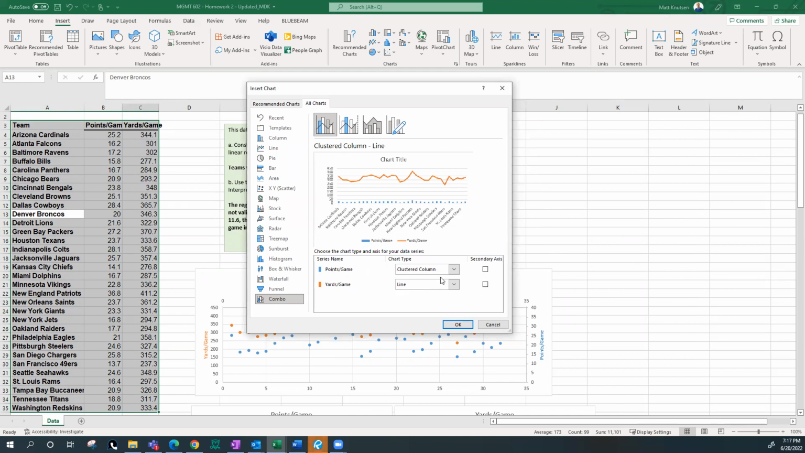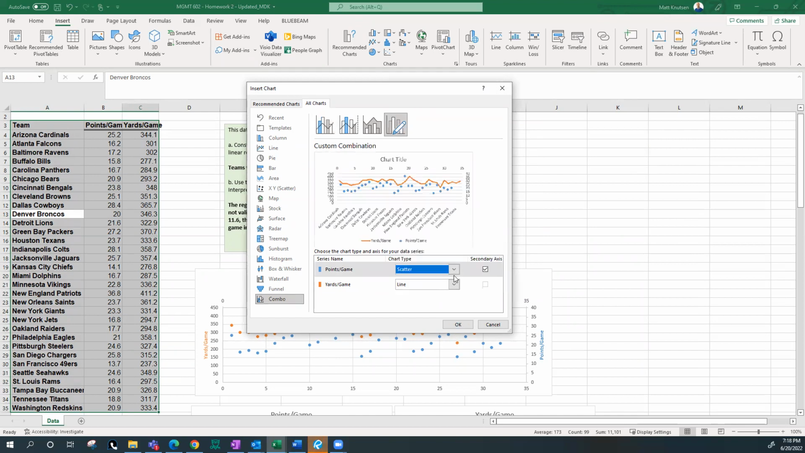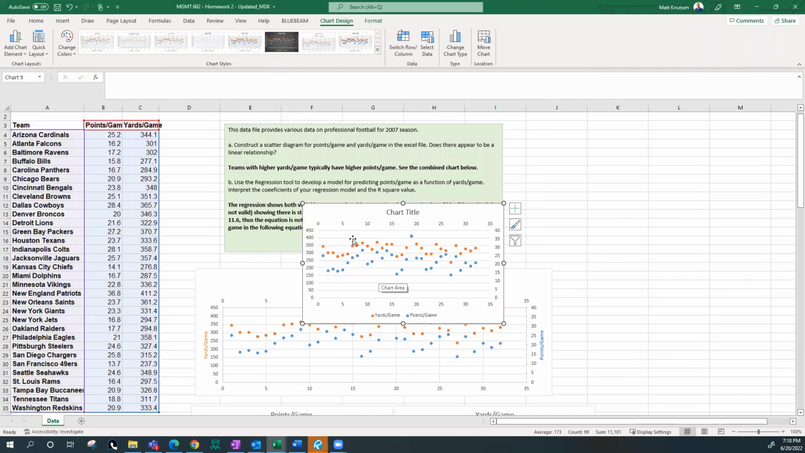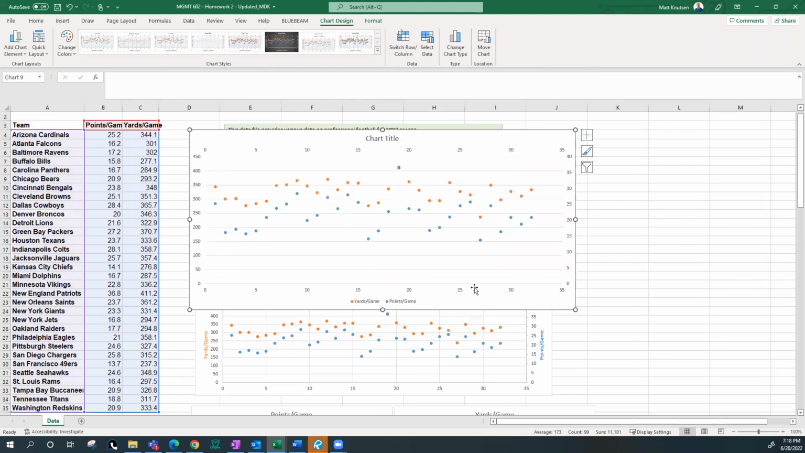So we want points per game to be a scatter, right? And then we want yards per game to also be a scatter, but we want them to be on different axes. So for one of them, you just click secondary axis. Bada bing, there it is. Now you've got them a little bit closer.